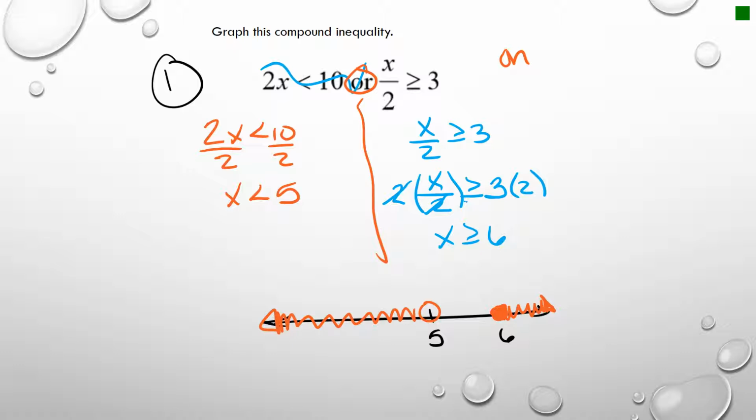Because it's an or, we don't care that they don't overlap. Our answer is x is less than 5, union with or x is greater than or equal to 6.